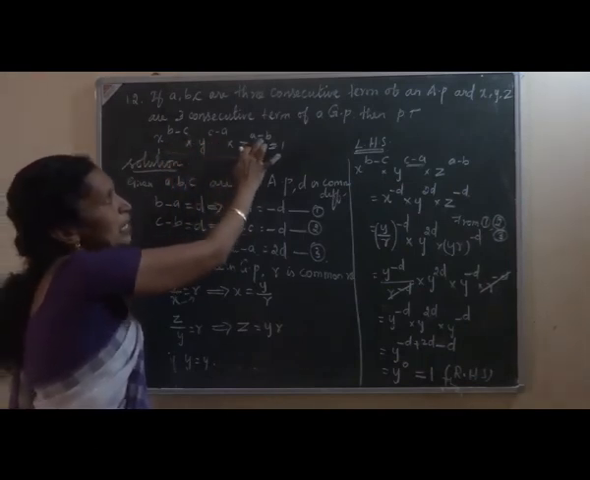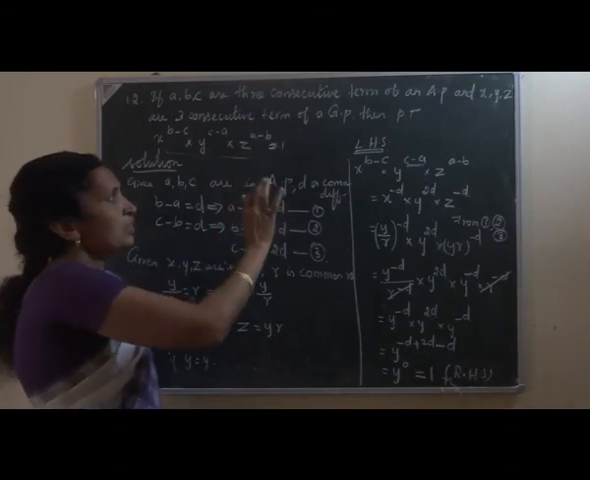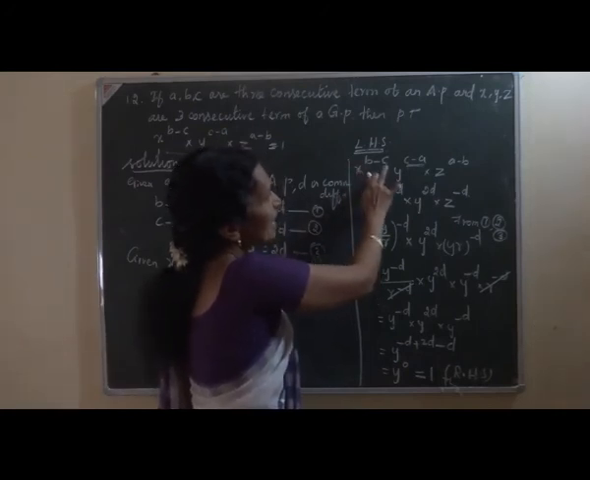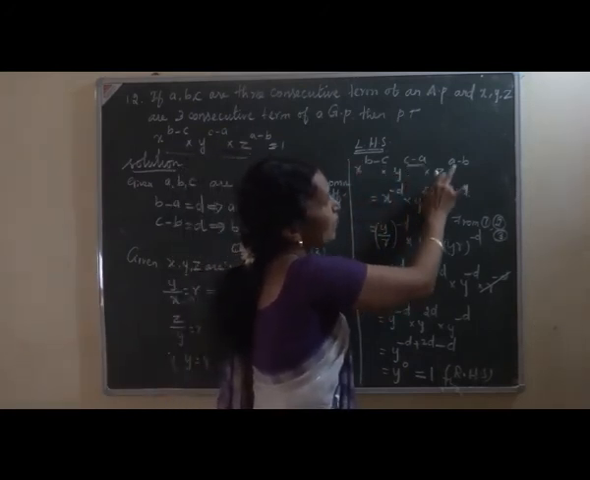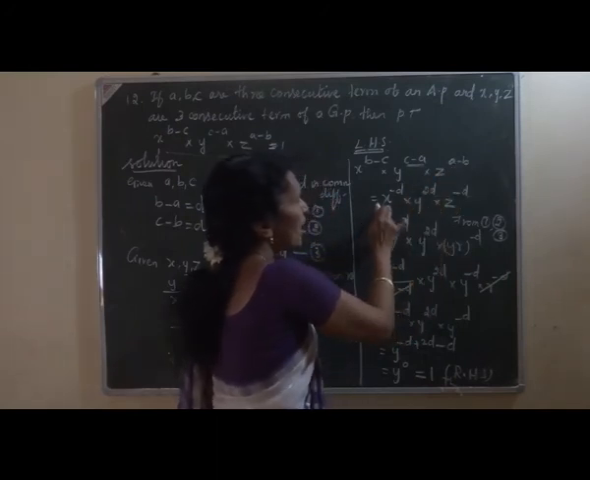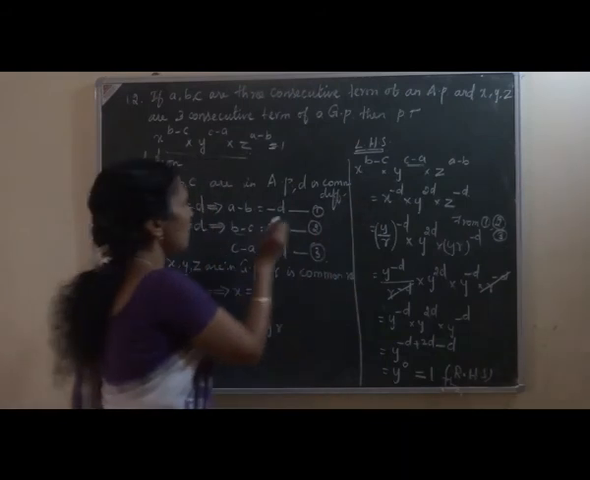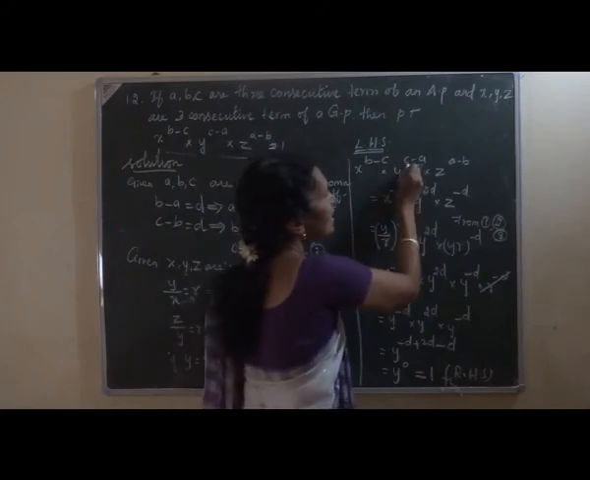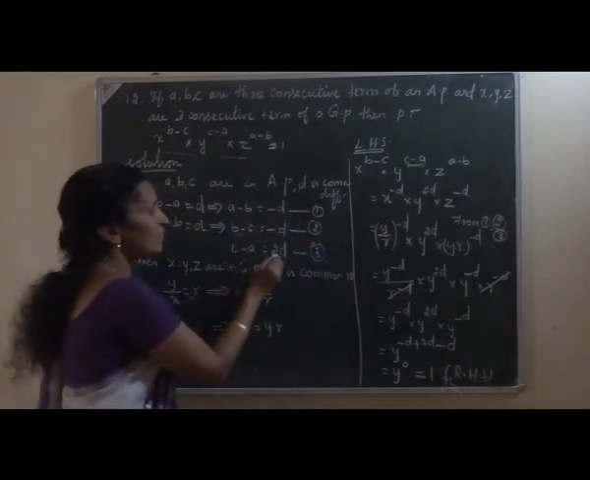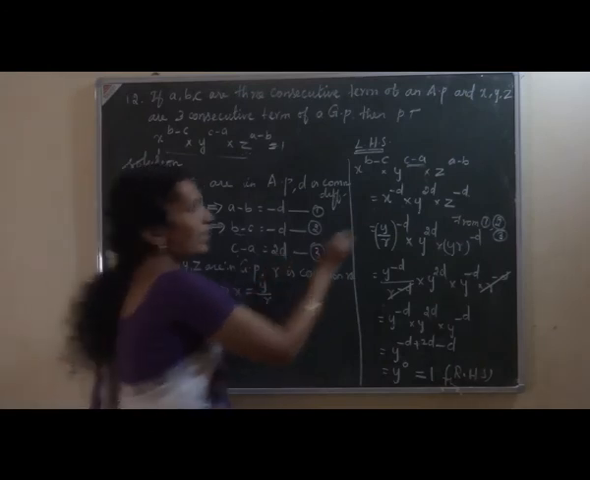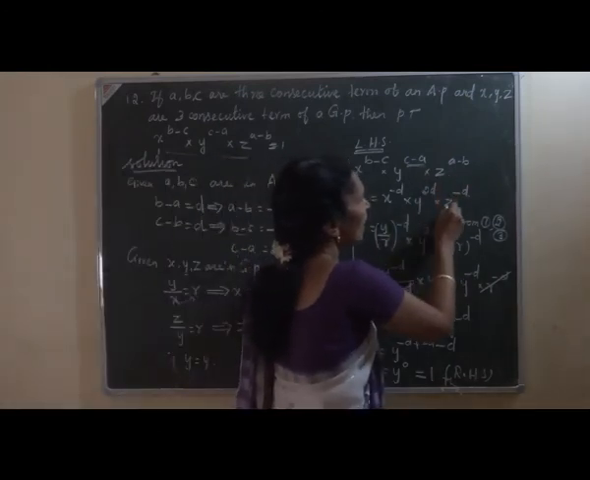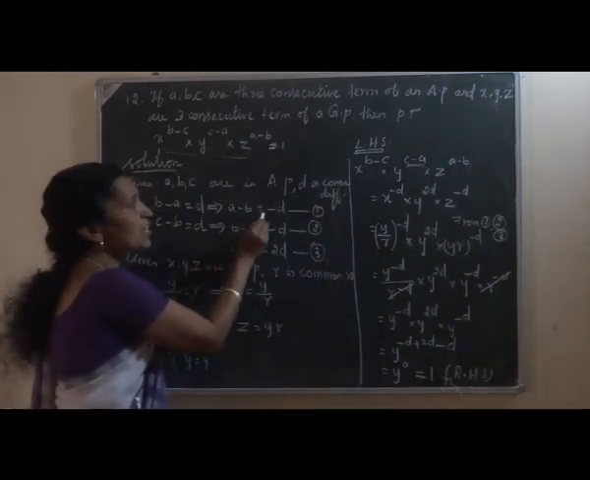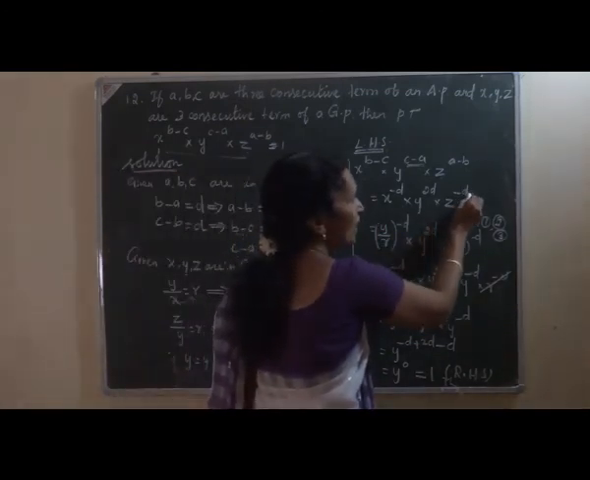a into z power a minus b equal to 1. You have to prove that. So you take the left hand side: x power b minus c into y power c minus a into z power a minus b equal to x power b minus c. b minus c is 2d, into y power c minus a. The value of c minus a is 2d, into z power a minus b. The value of a minus b is minus d. So z power minus d.